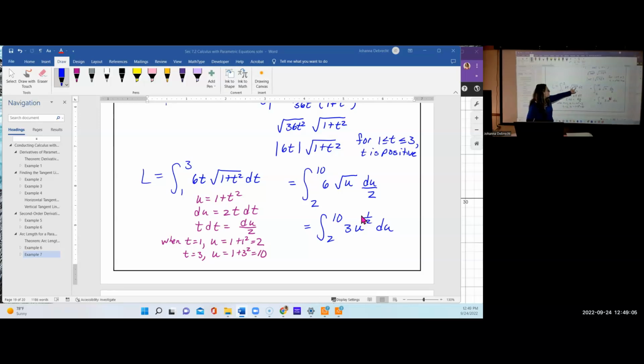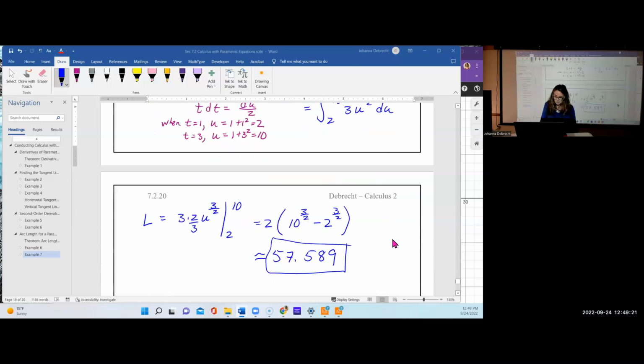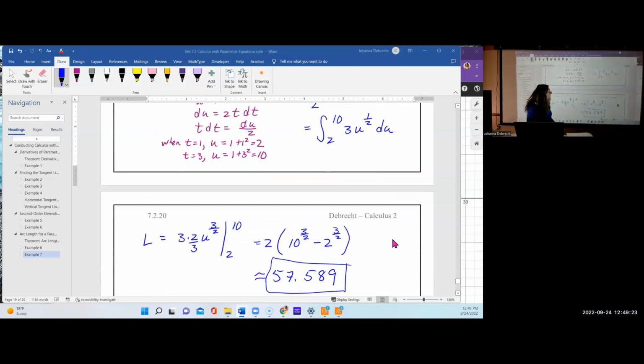And then I replace 1 plus t squared with u, so I get the square root of u, which reduces to 3u to the 1/2 power du from u equal 2 to u equal 10. This is just basic power rule for integration. And when we apply the power rule, we get 3 times 2/3, which reduces to 2u to the 3/2 evaluated between 2 and 10, which gives us this exact value that you see here, which is approximately 57.589.